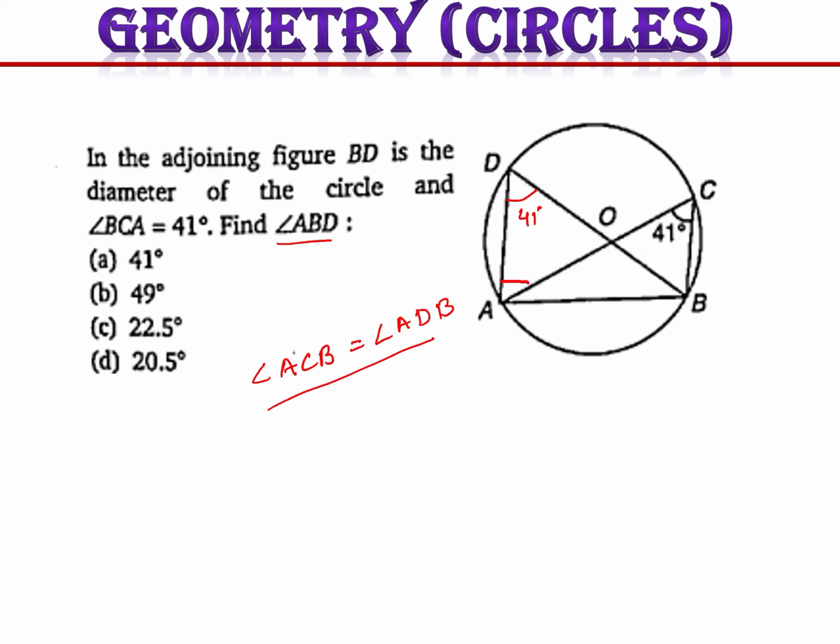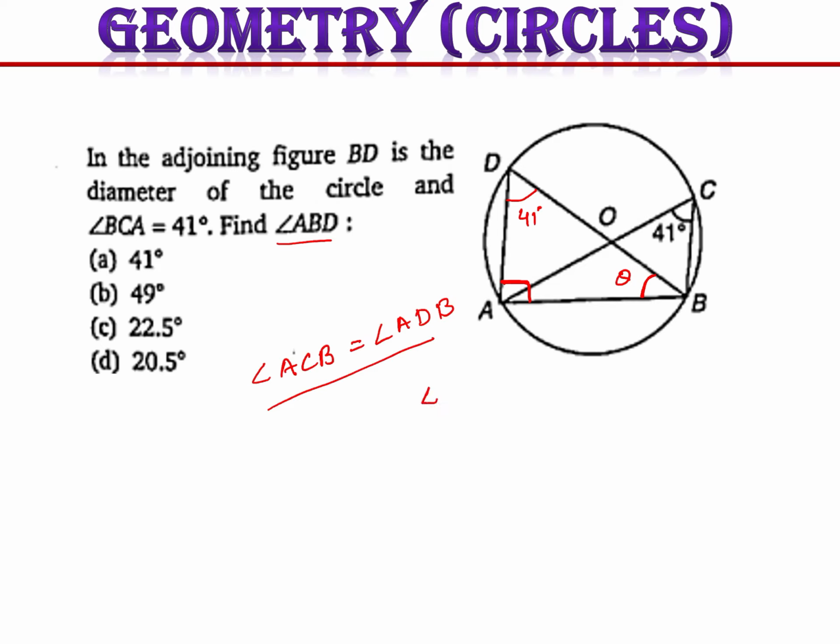Now, here you have this angle will be 90 degrees. Why is this angle 90 degrees? Because BD is the diameter of the circle. So, angle in a semicircle is of measure 90 degrees. Now, I can apply angle sum property in triangle ABD and find angle theta, which is angle ABD.